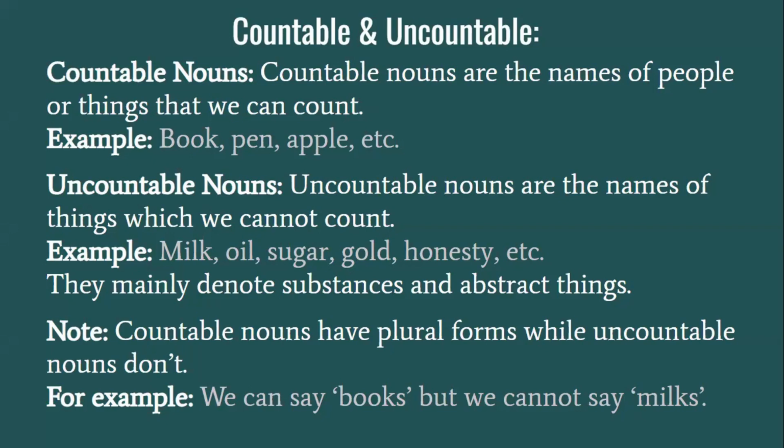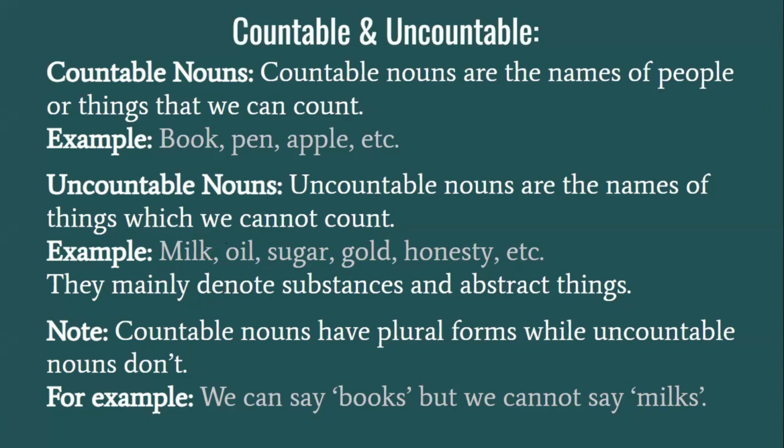Now, what are countable nouns? Countable nouns are the names of people or things that we can count. For example, when I say book, I can say I have 4 books or I have 5 books, right? Or I have 4 apples. But can I say I have 4 milk or 4 sugar? No. So we talk about quantity here, right? So that's what our uncountable nouns are.